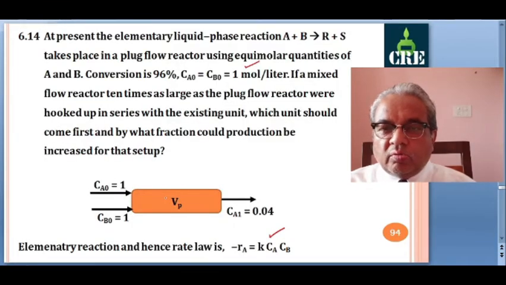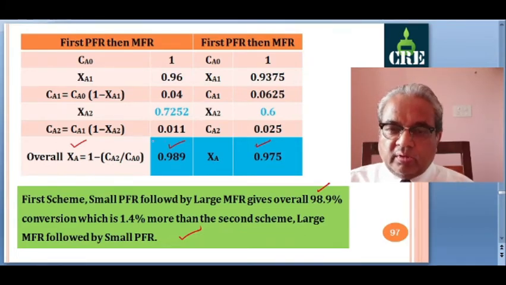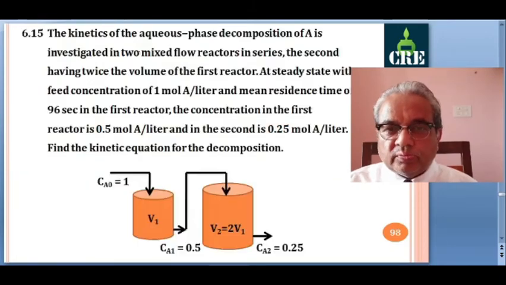So what was asked: which unit should come first and by what fraction would it be increased. So what you will prefer, this unit with 0.989, is giving 1.4% more conversion, and 1.4% is not a small amount because it's a continuous process and continuously you will be producing this. So you will prefer this first scheme, first plug flow and then mixed flow.